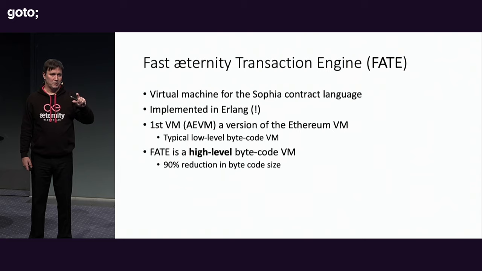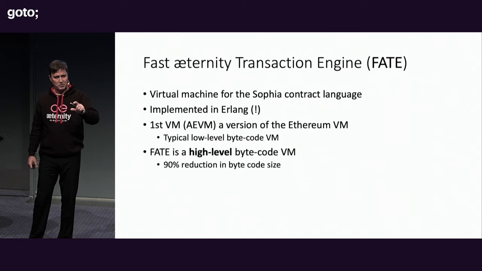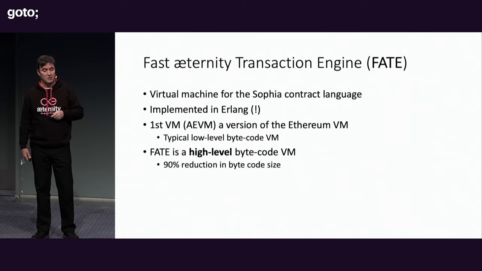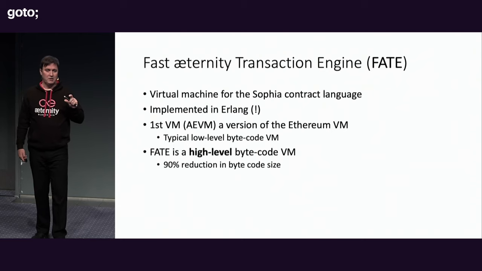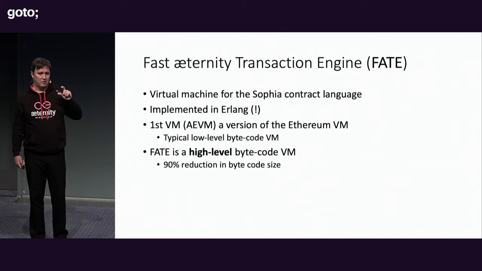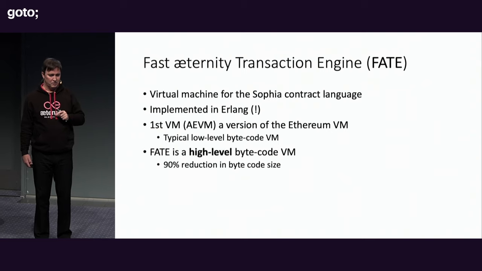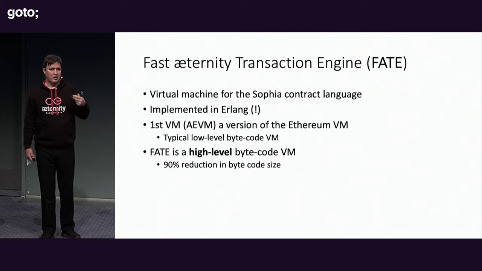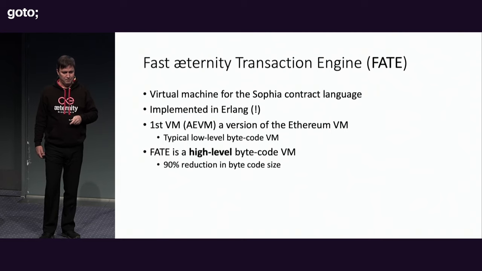Now, code size is also a cost, because that goes into the block, and the blocks are expensive. Remember, they're very slow, therefore they're expensive. So this actually makes it a lot cheaper, a lot more efficient, and we can have more contracts in a block, and we can execute them more cheaply.